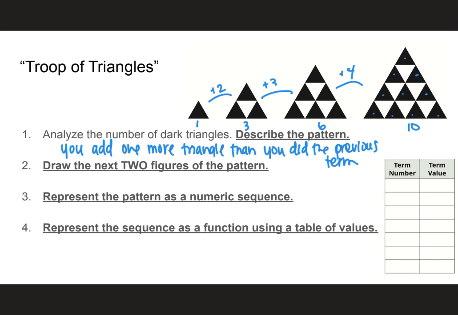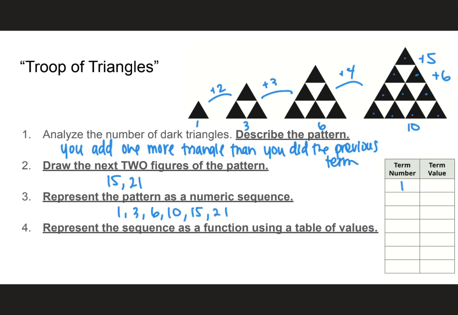Okay, so in terms of the next two figures, instead of drawing it, I'm just going to write out the next two numbers just because it's too small for me to fit it. So if we added 4, next one we would add 5. So that would mean that our next term would be 15. And then after that we would add 6. So that would be 21. So as a numeric sequence, we started at 1, 3, 6, 10, 15, 21.